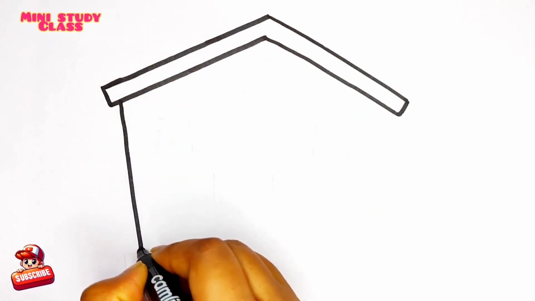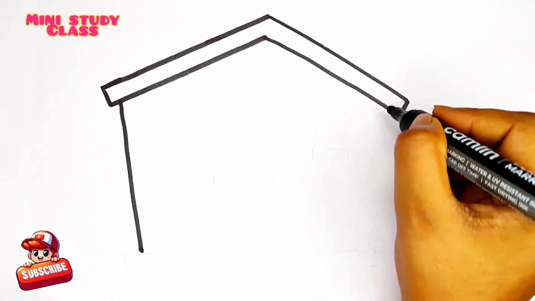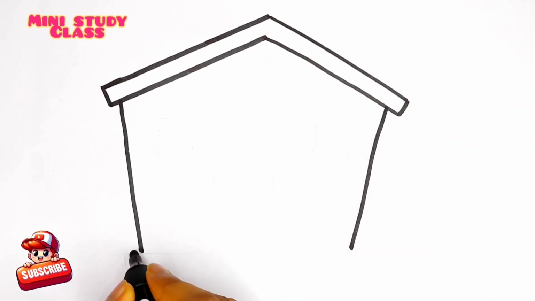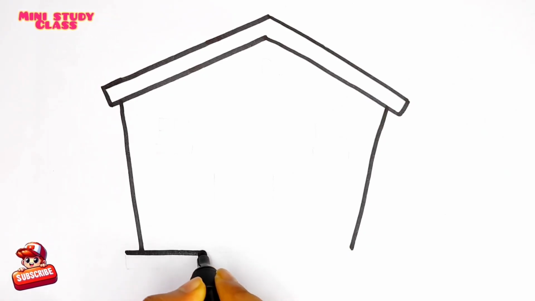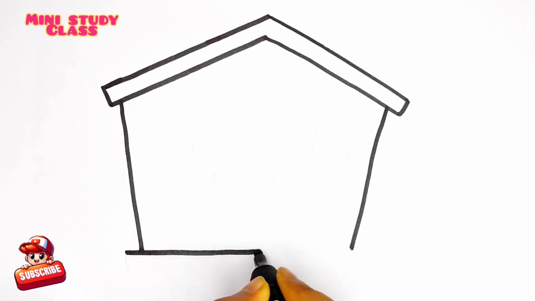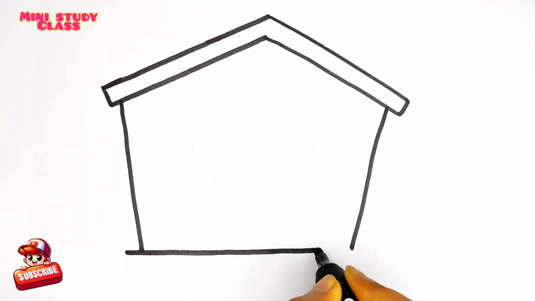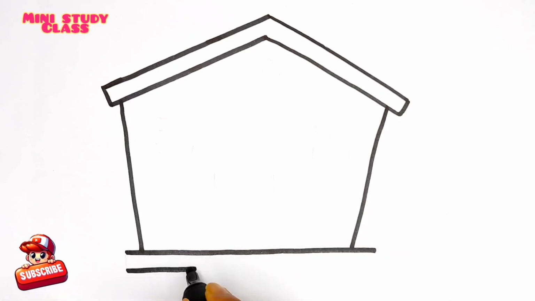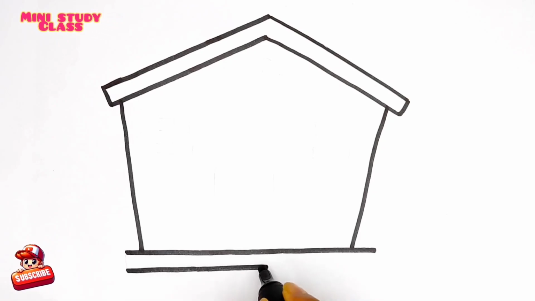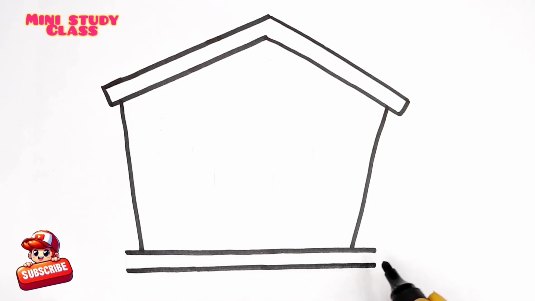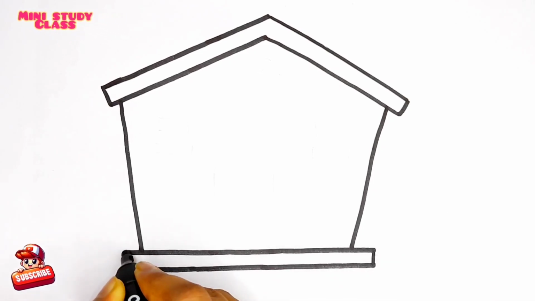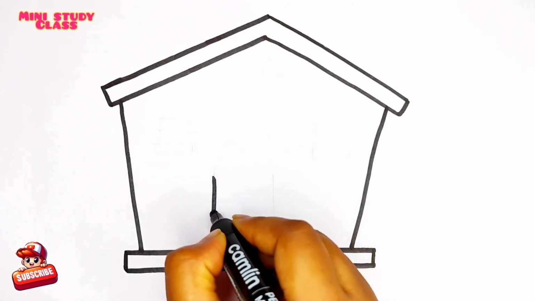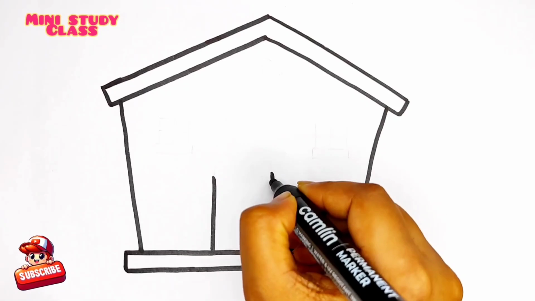Now we draw two straight lines parallelly. And this is the wall of the house. Then we join two straight lines. And parallelly, we draw a big straight line. Next, we draw a rectangle shape to draw the door.